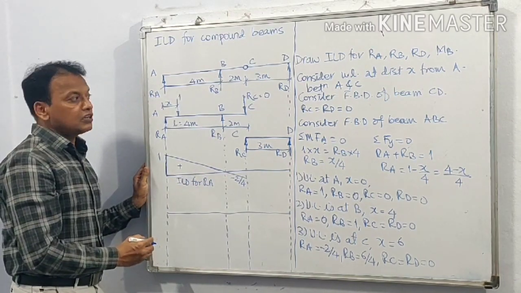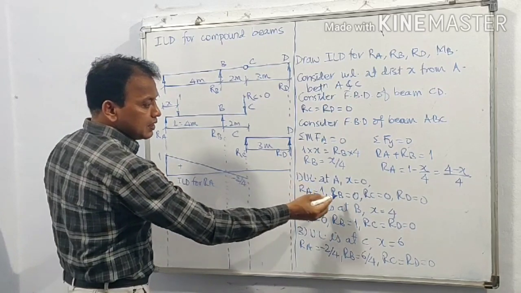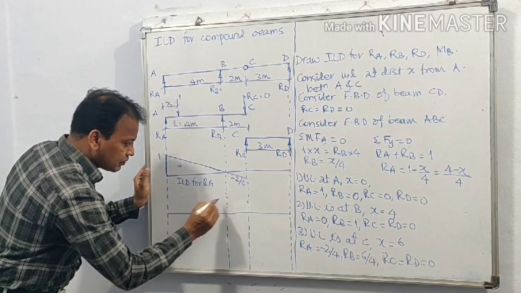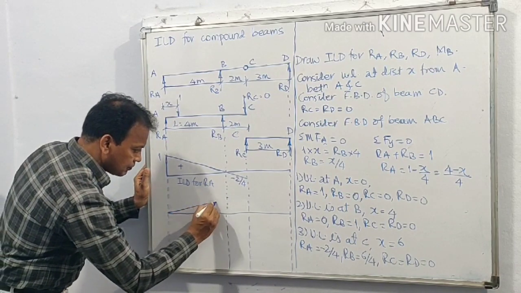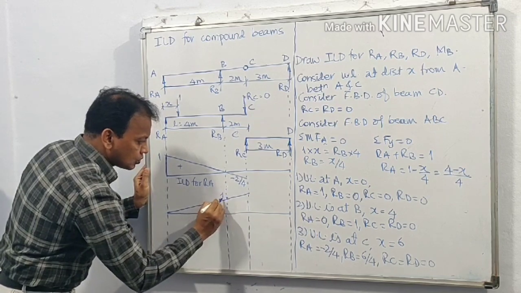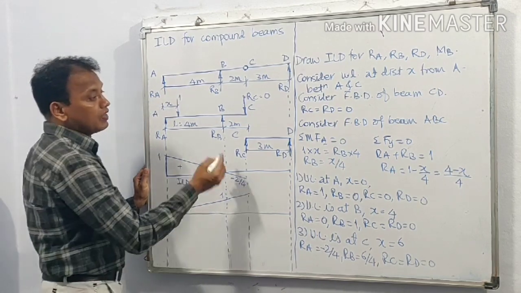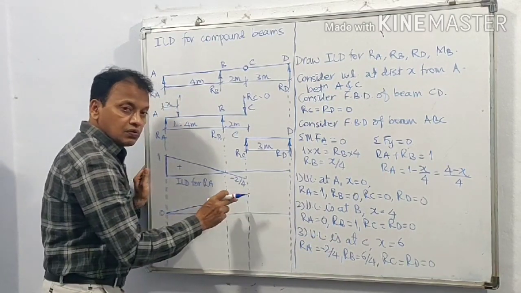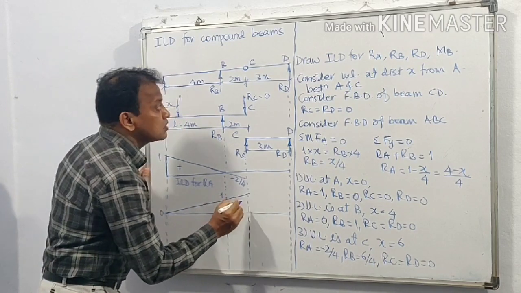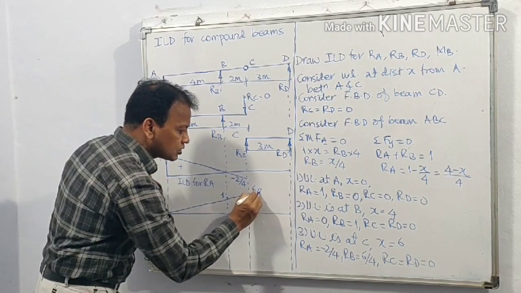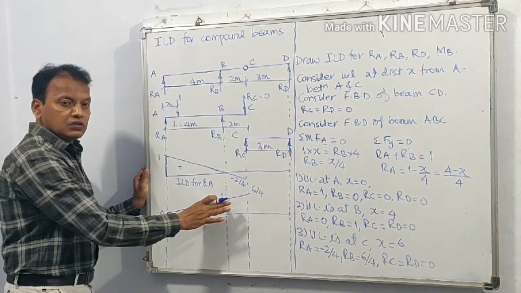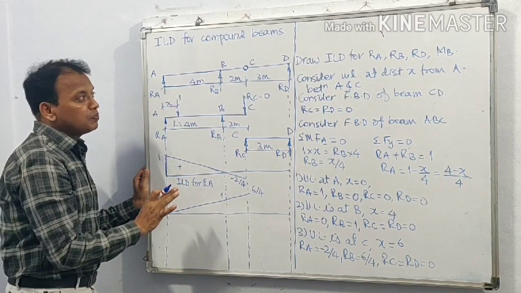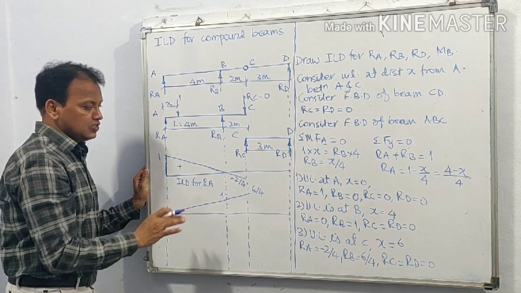Influence line diagram for reaction at B. When unit load is at A, RB is equal to 0. When unit load is at B, RB is equal to 1. So this is equal to 1, this is 0. And when unit load is at C, RB is equal to 6 upon 4, meaning more than 1. So here we have written 6 upon 4. The diagram is drawn up to C only, as we have made calculations for different positions of unit load between A and C.